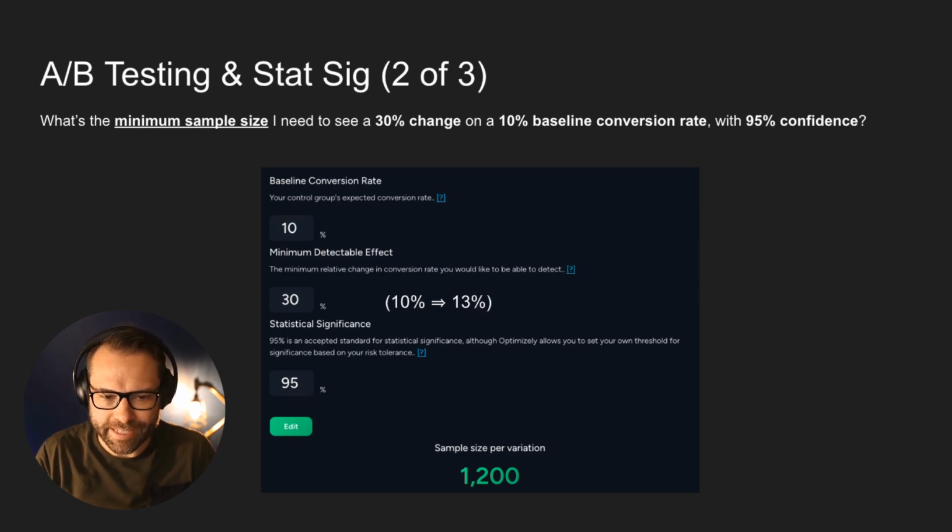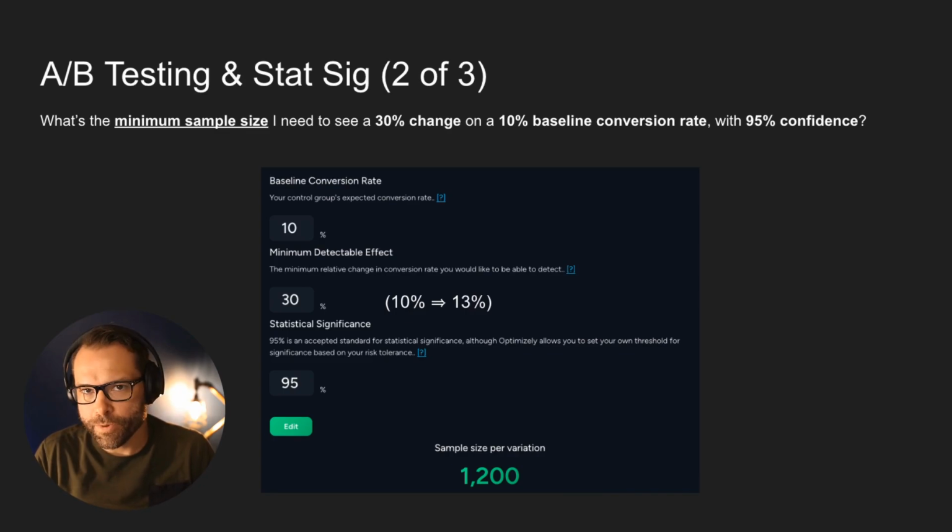We're looking for a detectable effect, meaning an increase or decrease of 30%. So on 10%, we'd be looking for anything greater than going from a 10% conversion rate to a 13% conversion rate. And in the example I just provided with Google Ads, let's say you're looking at impressions relative to your actual clicks and then the actual click-through rate of that particular ad. If I want a 90% level of confidence on how real those results are, this calculator is telling us we need a sample size of 1,200 per variation.